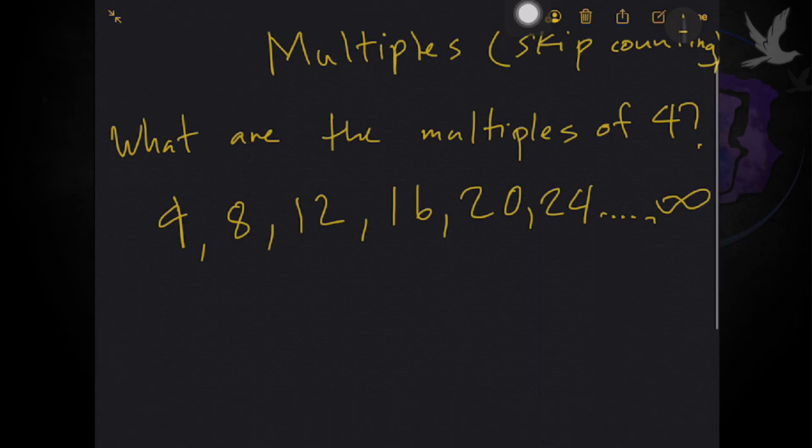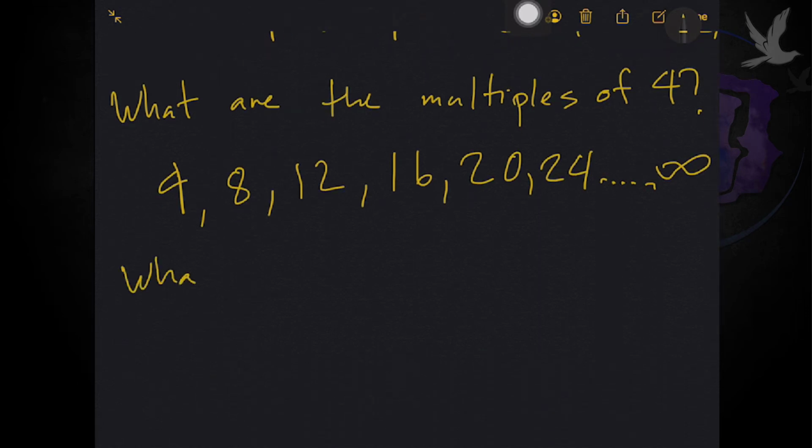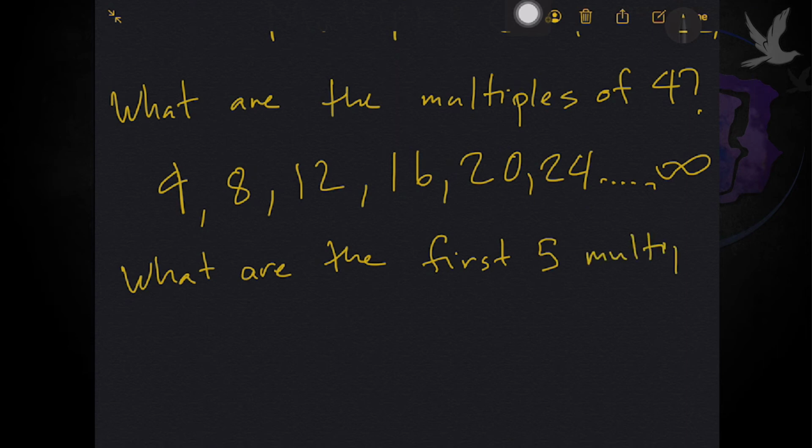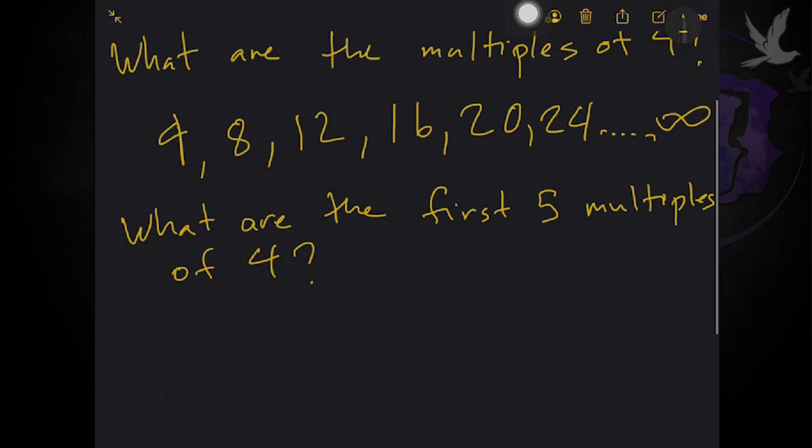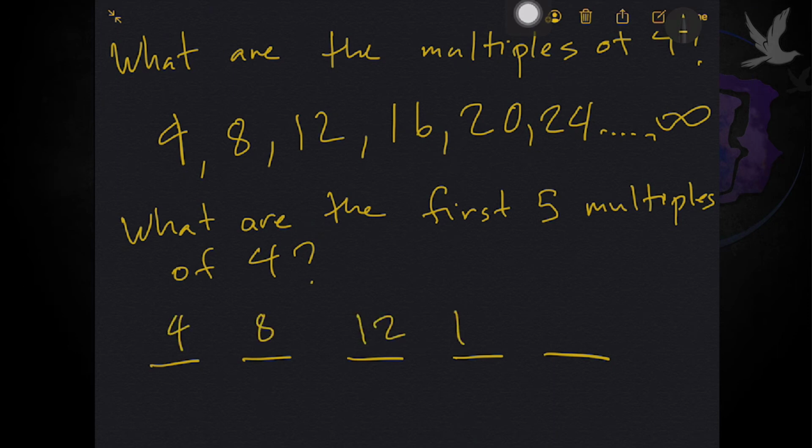So the better question would be, what are the first 5 multiples of 4? Okay, first 5. So all you have to do is to prepare 5 boxes, 1, 2, 3, 4, 5, and skip count starting from 4. So we have 4, 8, 12, 16, 20. That's how you deal with multiples. You start with the given number first.